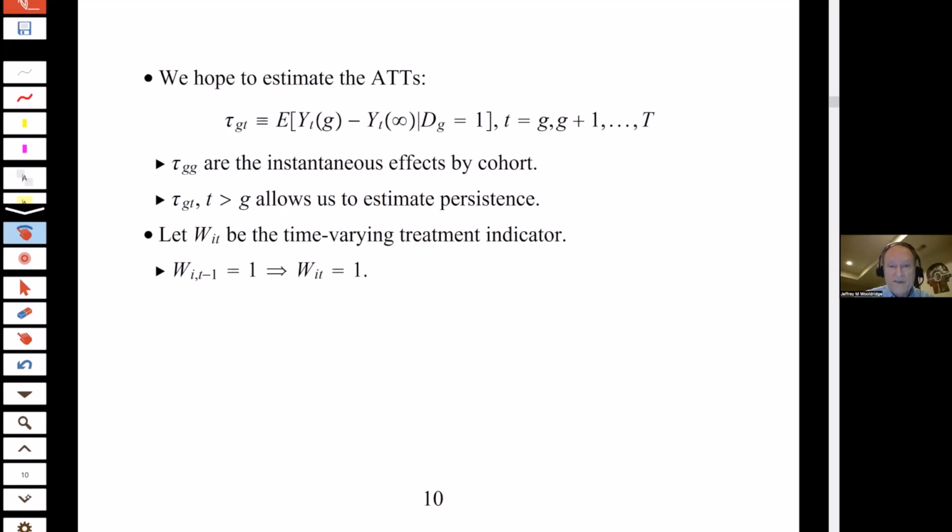Here are the parameters that we hope to estimate. These are the average treatment effects on the treated. So we're looking at the average of these potential outcomes for the cohort which was first subjected to the intervention in time period G.